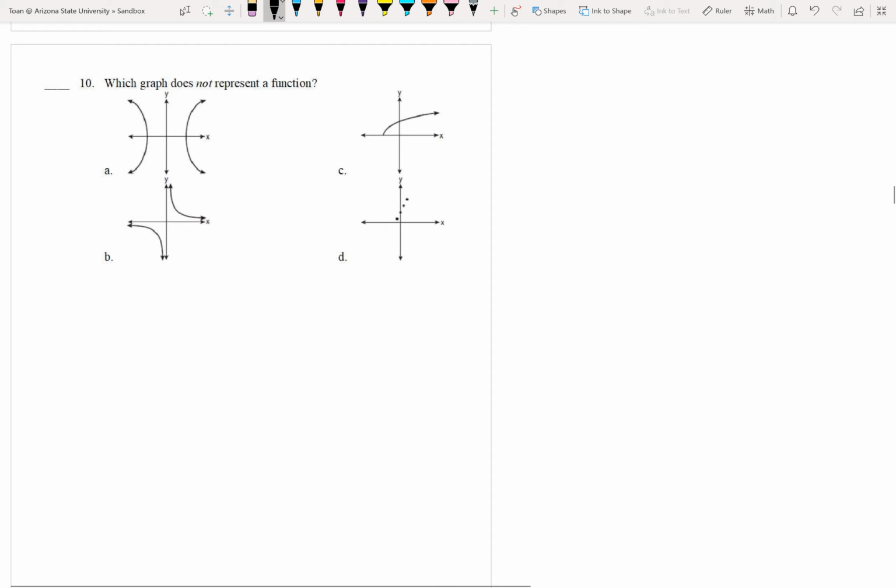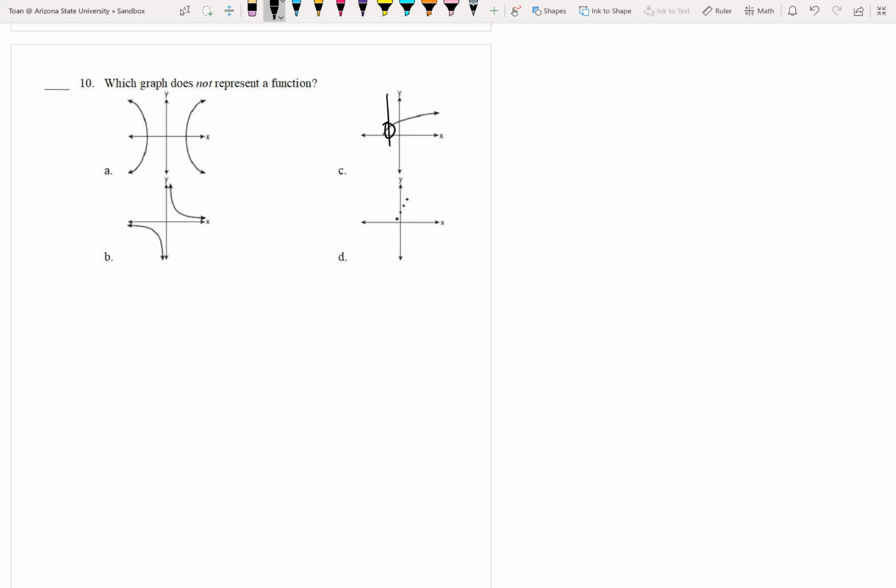Number 10, which graph does not represent a function? So if I ask you about whether or not something's a function and I give you a graph, the idea is to use the vertical line test. The vertical line test states, graphically, something is a function if, no matter how you slice it vertically, you'll intersect the graph at most one point. So hopefully we can see that letter C is a function because no matter where I slice it, every single slice only touches 1 point.